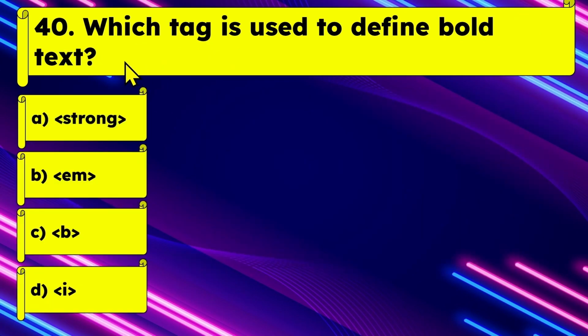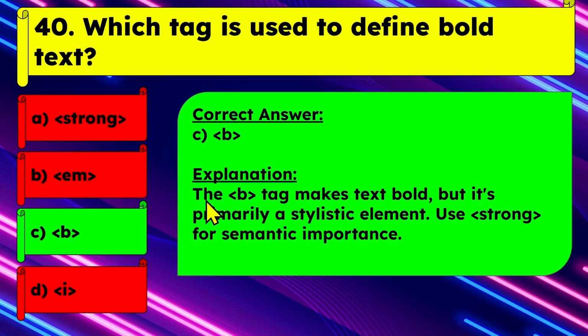Our next question is, which tag is used to define bold text? It's an easy one. Option A is strong, option B is EM, option C is B, or option D is I. Definitely option C is the correct one. You can read that the B tag makes text bold, but it is primarily a stylistic element. You can use the strong tag for semantic importance.